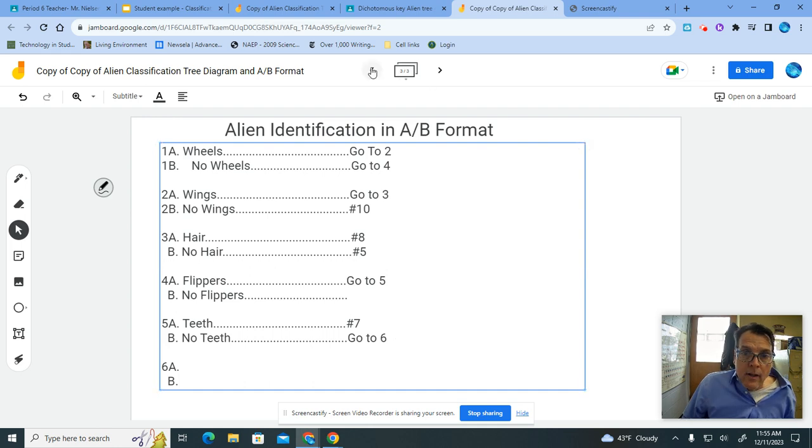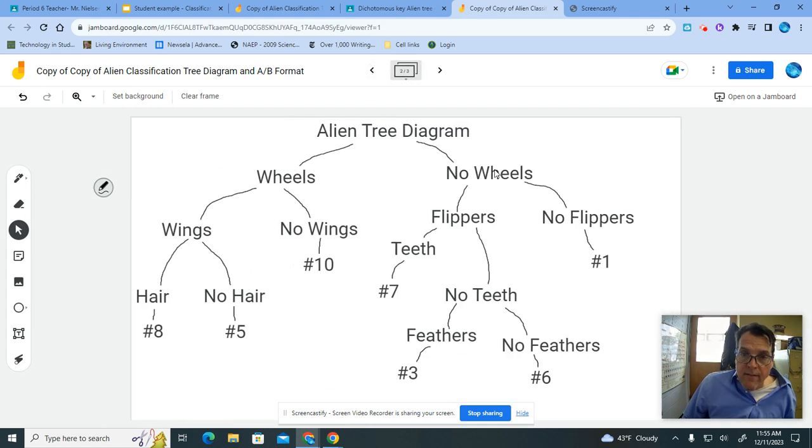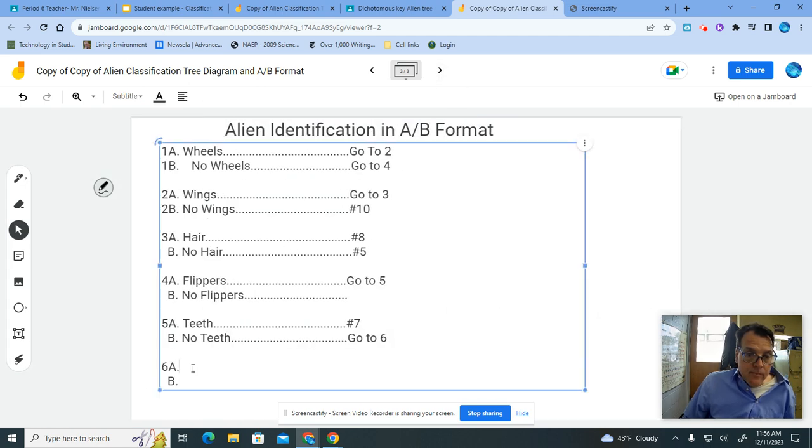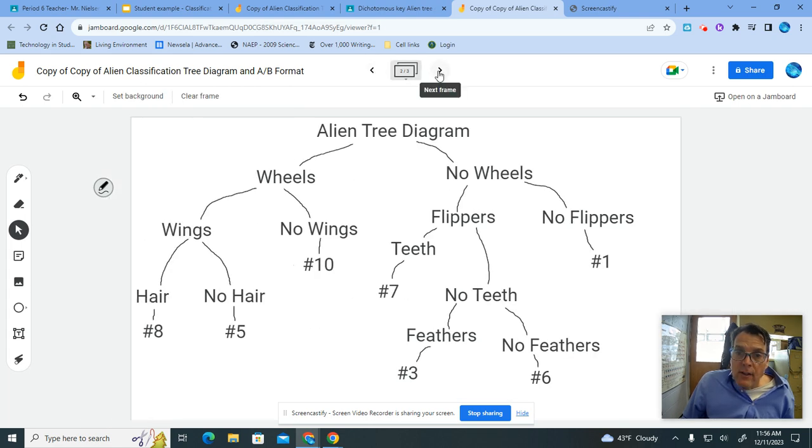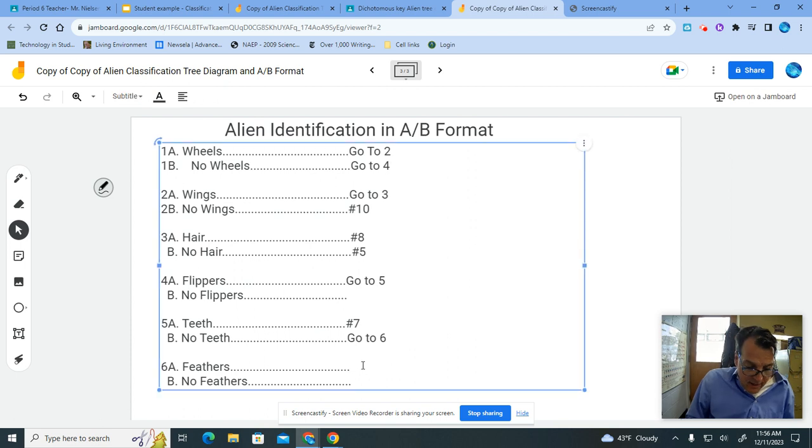All right, and on 6A and 6B, we're going to have feathers, no feathers. And feathers could be 3, and no feathers is going to be 6. Now, one thing that's interesting you should know is that you're always going to have one less line than the number of organisms you have. So like we had 7 organisms, and so you're only going to use 6 lines. And you're always going to use up an A and a B on every line. So that's really important when you're checking this.